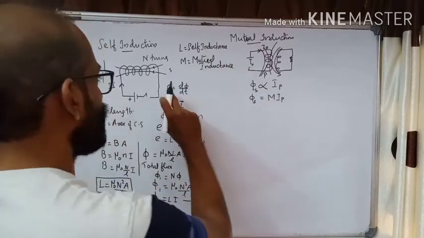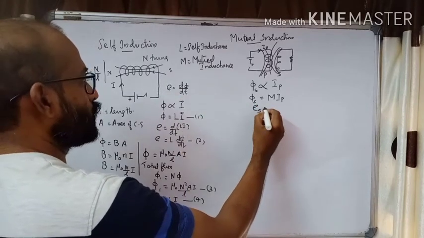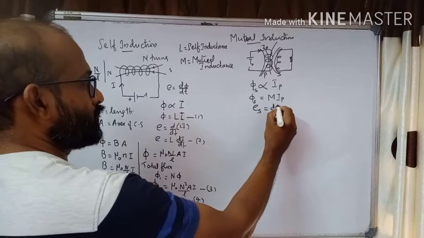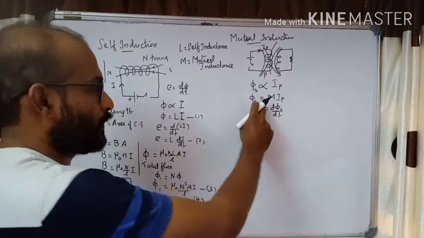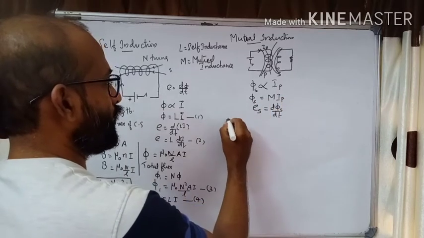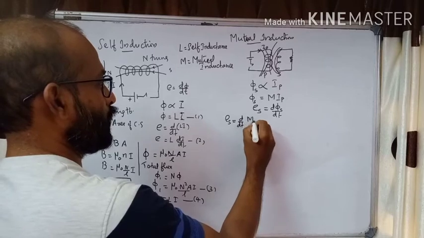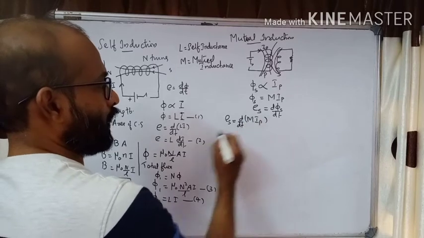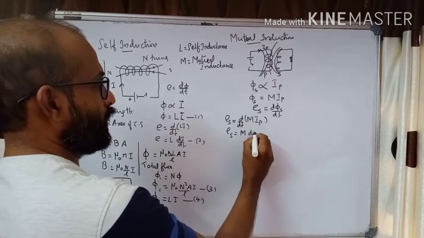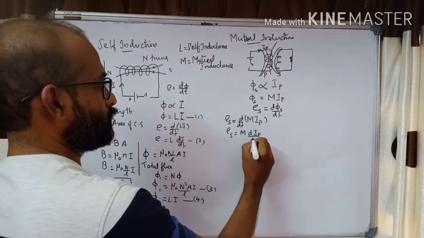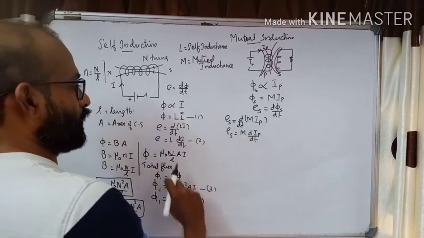Before that we need to get the equation of induced voltage. Induced voltage in secondary is equal to d phi s by dt. Phi s means flux linked to secondary. Now when you substitute, we will get Es is equal to d by dt of M into IP. Es is equal to M, which is constant, taken outside, dIP by dt. This is the equation for voltage induced in the secondary.